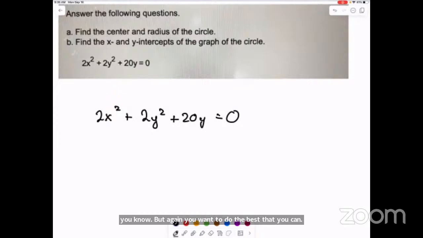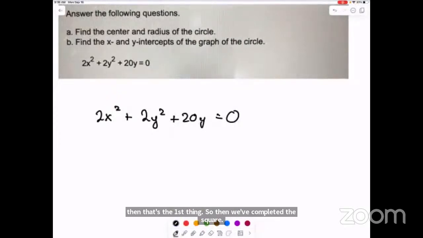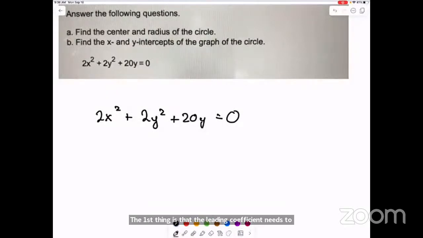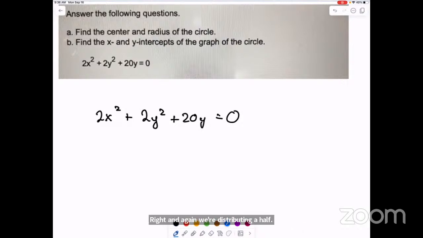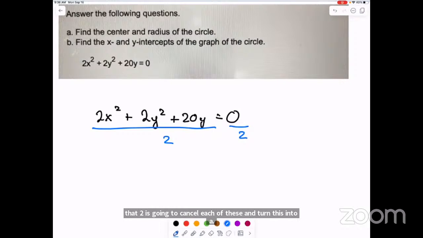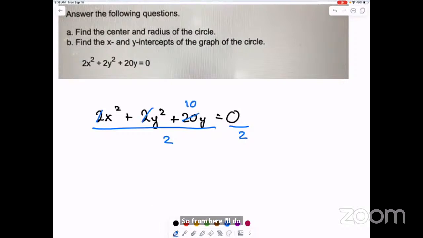With completing the square, the first thing is that the leading coefficient needs to be a 1. We got lucky that everything is a multiple of 2, so we're going to divide the left and the right by 2. We're going to factor out a 2 from everything, distributing a half. That 2 cancels each of these and turns this into a 10. 0 divided by 2 is 0.